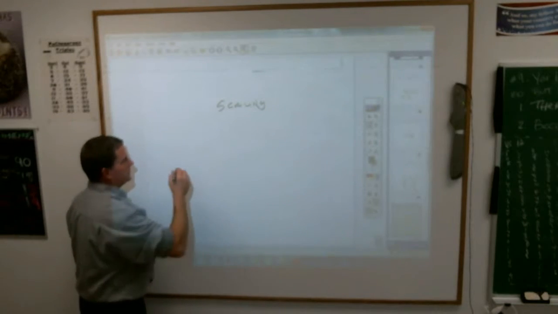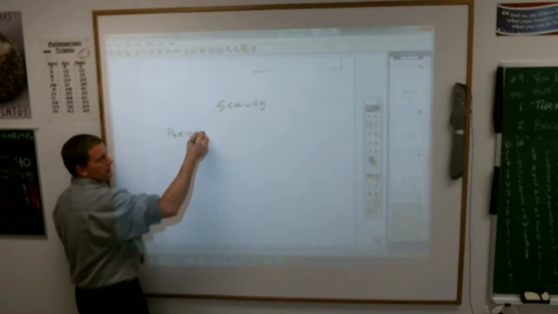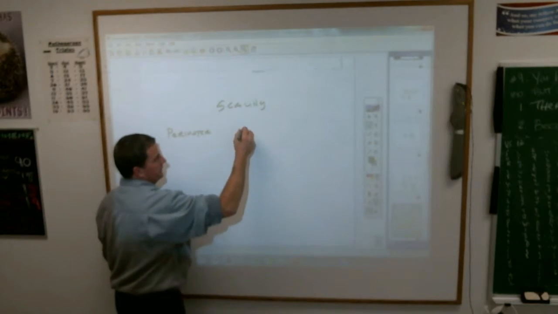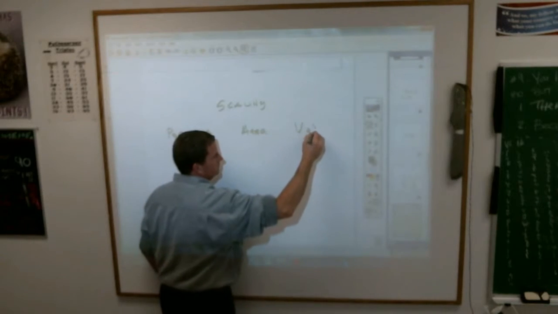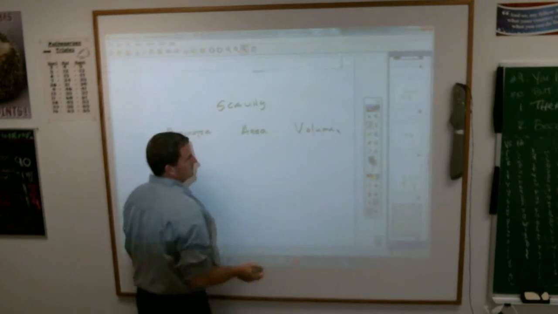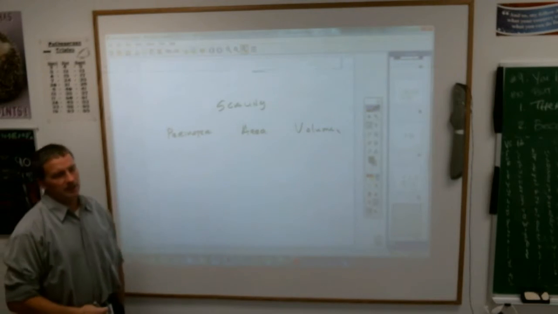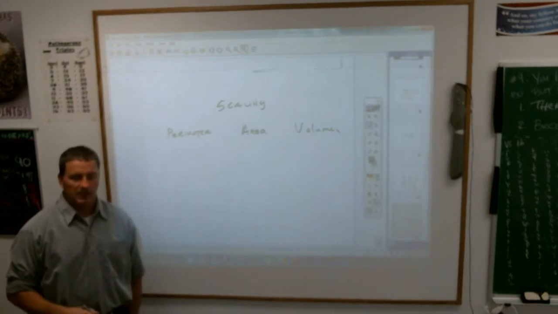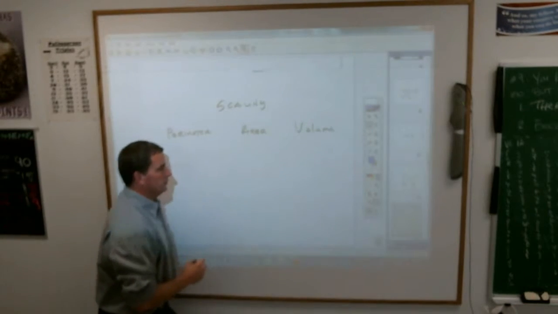and how it affects perimeter, how it affects area, and how it affects volume. And we've done this gazillions of times, and it takes probably a gazillion and one times for you actually to catch on to this.